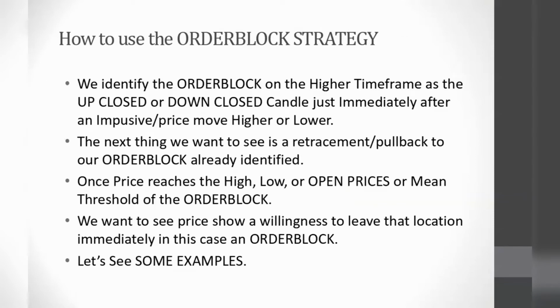First of all, we want to identify this order block on the higher time frame. Just as I said earlier, the up close candle or the down close candle just immediately after an impulsive price move higher or lower. The next thing we want to see is a retracement or pullback to that wonderful order block that we have identified. Number three, once price reaches the high, low, open price or mean threshold of this order block, that is a signal for us. Next, we want to see the willingness of price to leave that level, either leave that high, leave that low, leave that open price, or mean threshold of that particular order block.